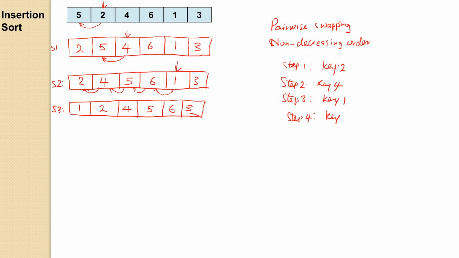Now we have 1, 2 is okay, 2, 4 is okay, 4, 5 is okay, 5, 6 is okay, and 6, 3. We have 6, 3. So it means that we have a problem with 6, 3. So we are going to move 3 to the right position. Already you know that we need to move it all the way to insert it in the right place in the array. So of course this is our key.